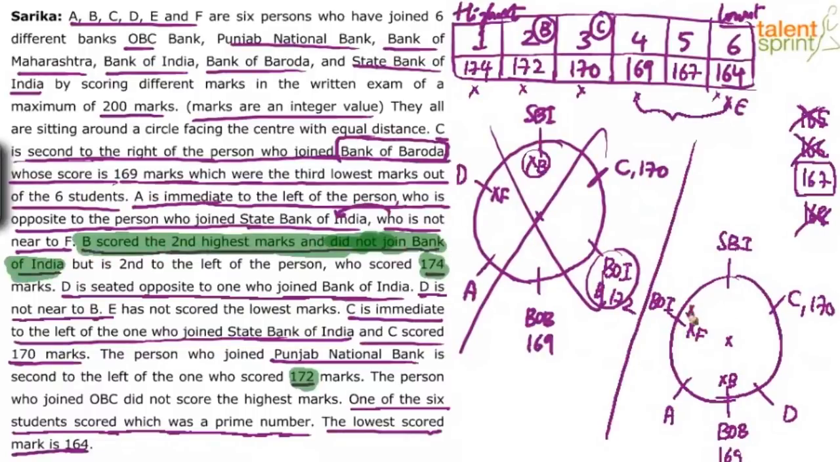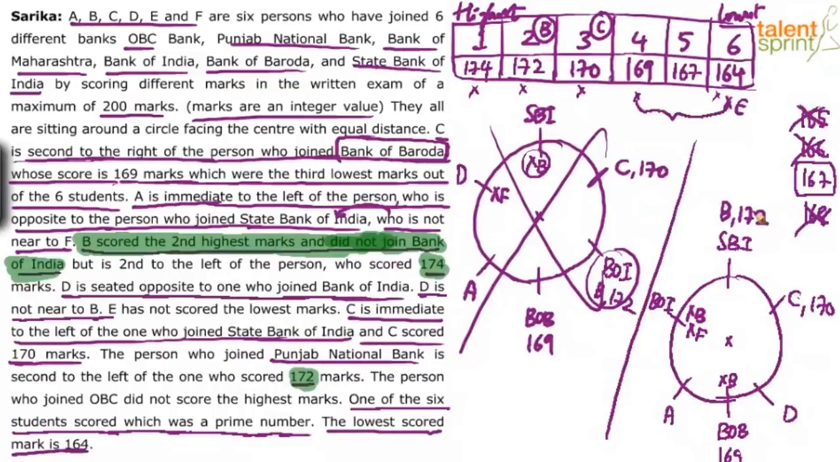So B cannot come in this place. B did not join Bank of India. So where can B come? See, this is A, D, C. B cannot come here. So B either goes for SBI or BOB. But we also know that B has scored 172 marks. And since this is 169, B cannot come here. So the fixed point is B comes here in SBI and has scored 172.